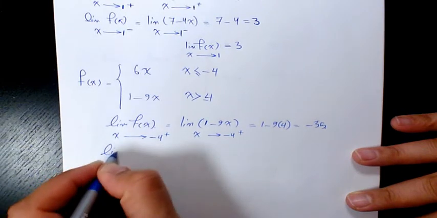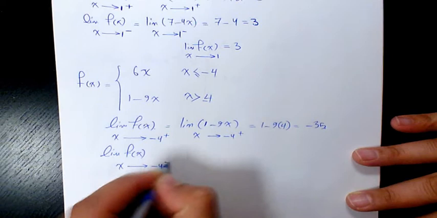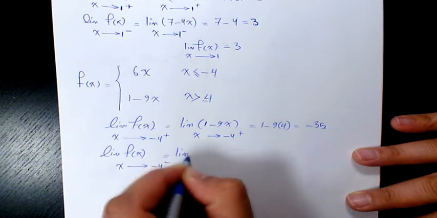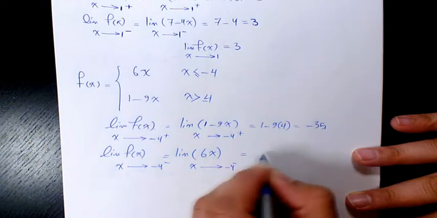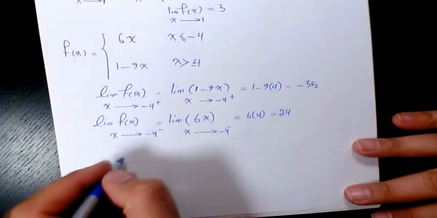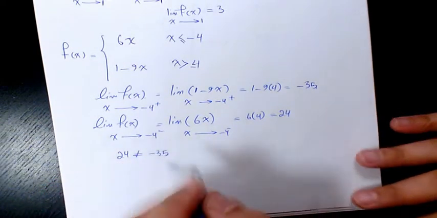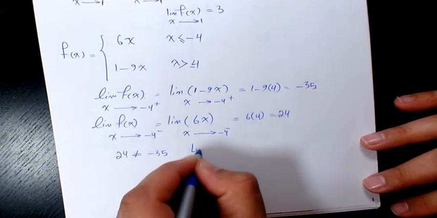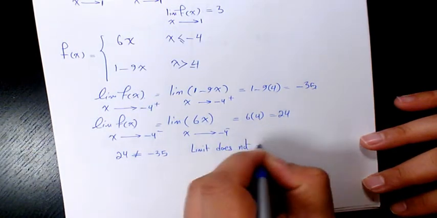And here limit of f of x when x is approaching negative 4 from the negative side, that's going to be 6x. That's going to be 6 times 4 is going to be 24. Since 24 is not equal to negative 35, it means that limit doesn't exist.